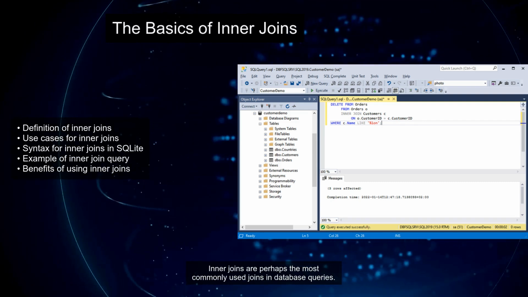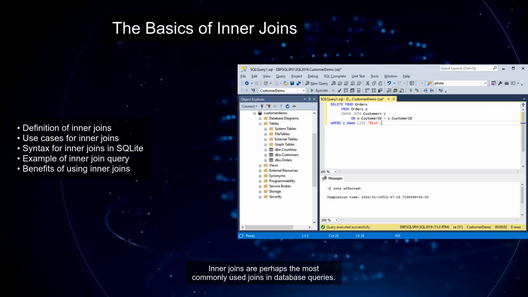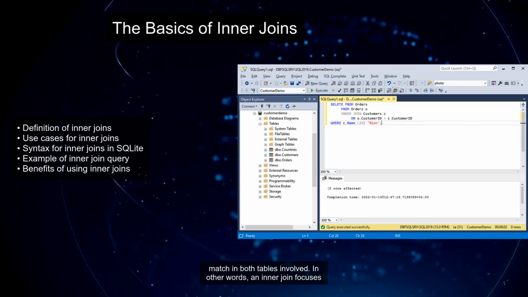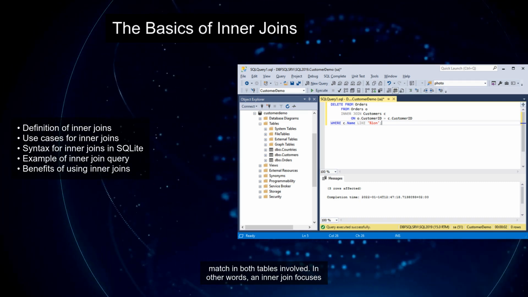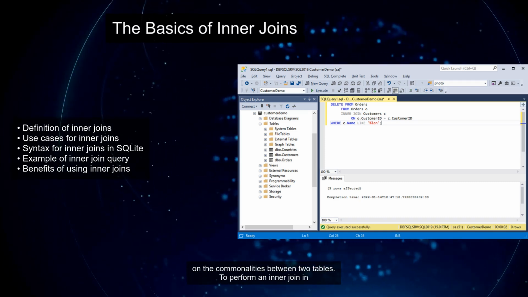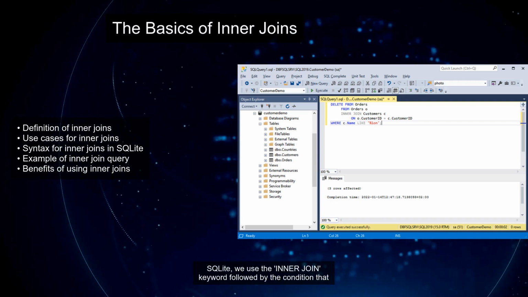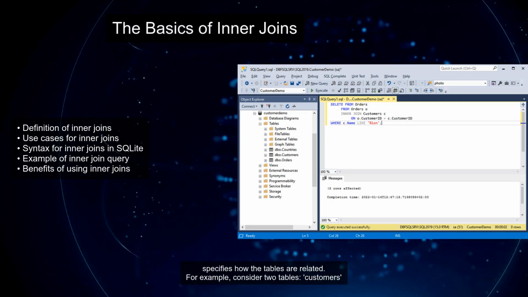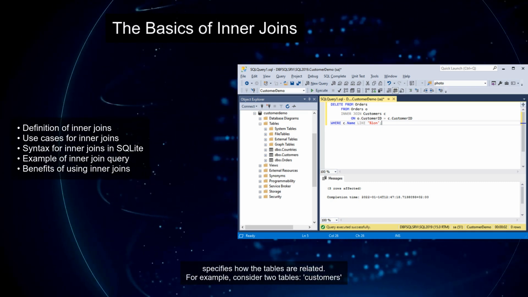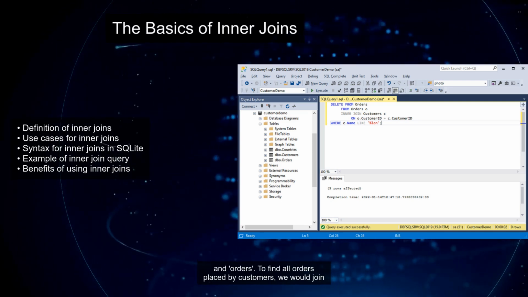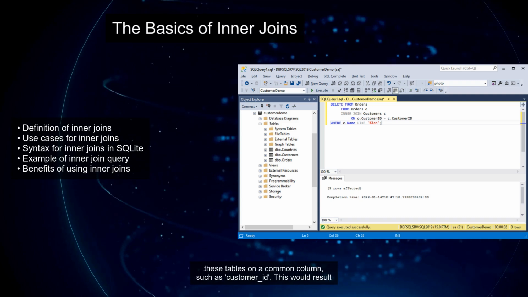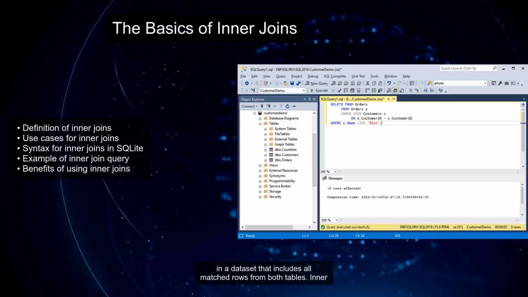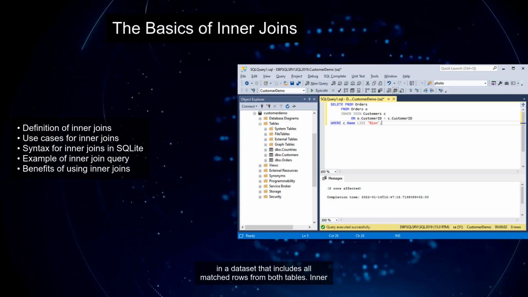Inner joins are perhaps the most commonly used joins in database queries. They are designed to return rows when there is at least one match in both tables involved. In other words, an inner join focuses on the commonalities between two tables. To perform an inner join in SQLite, we use the inner join keyword followed by the condition that specifies how the tables are related. For example, consider two tables, customers and orders. To find all orders placed by customers, we would join these tables on a common column, such as customer_id. This would result in a dataset that includes all matched rows from both tables.